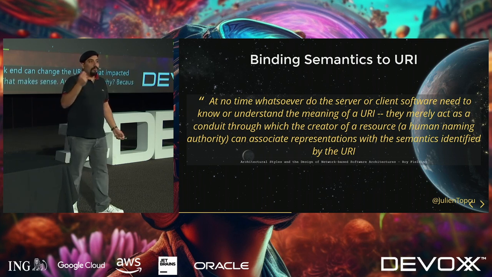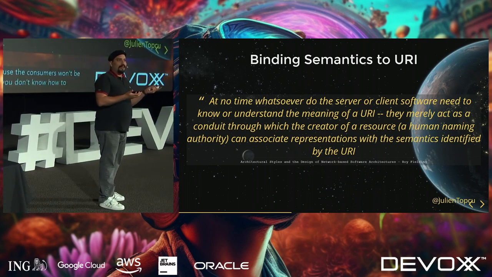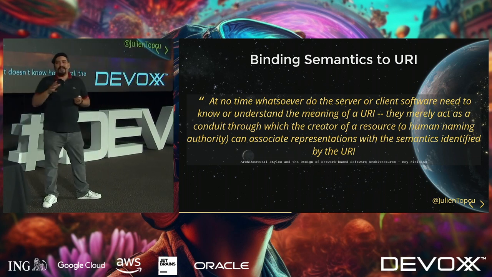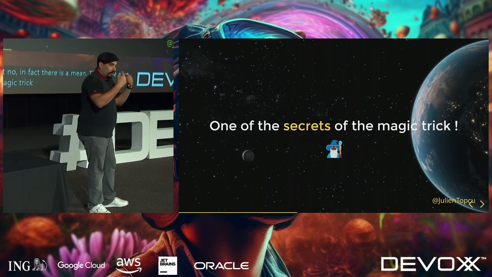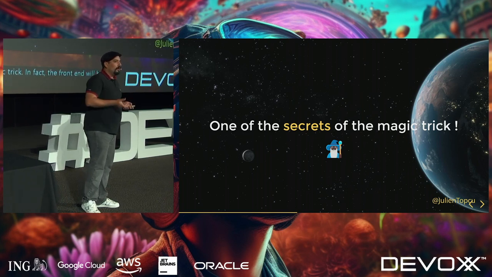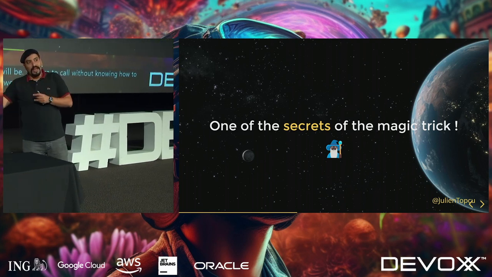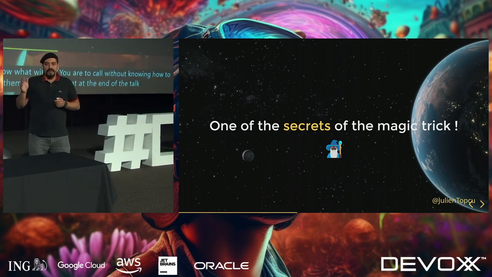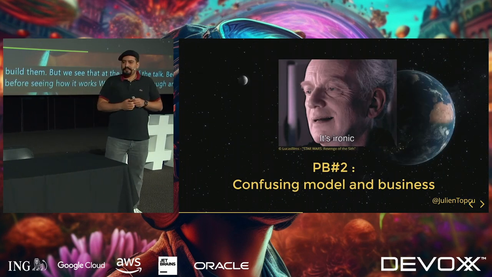That makes sense. And you know why? Because the consumers won't be able to call the back end, since they don't know how to call the back end, right? But no, in fact, there is a mean. This is one of the secrets of the magic trick. In fact, the front end will be able to know what will be the URL to call without knowing how to build them. But we'll see that at the very end of the talk, because before seeing how it works, we need to go through another problem.